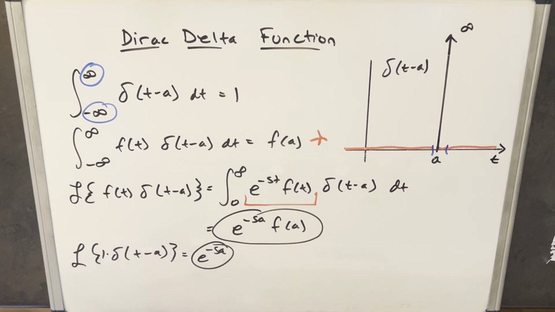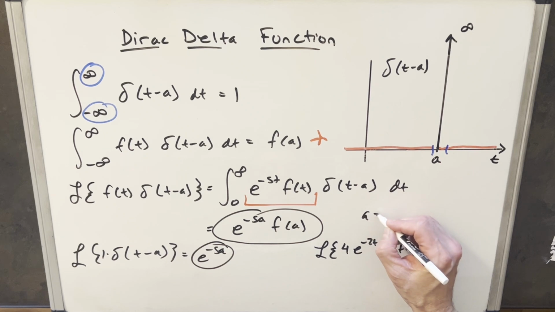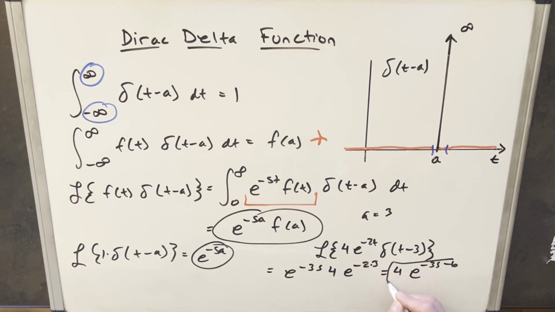But then let's look at one with a function. So let's look at the Laplace transform of 4e to the minus 2t times Dirac delta of t minus 3, let's say. So then here, our a value is just going to be 3. So we have a equals 3, and we'll use that here. So we want e to the minus 3s, and then f of 3. So we just need to plug a 3 in here. So we'll have 4e to the minus 2 times 3. And then I can simplify this and write this as 4, and then we can combine, we get the same base here. So I can write this as e to the minus 3s, and minus 2 times 3 is going to be minus 6, and that's going to be it.